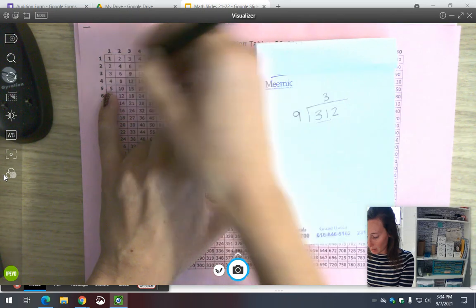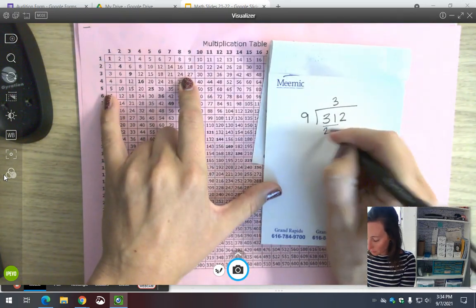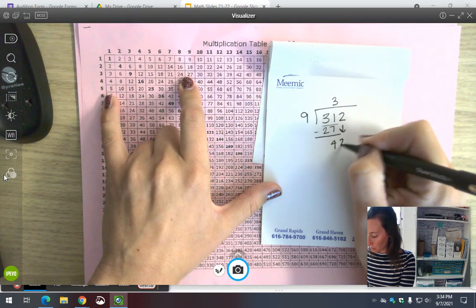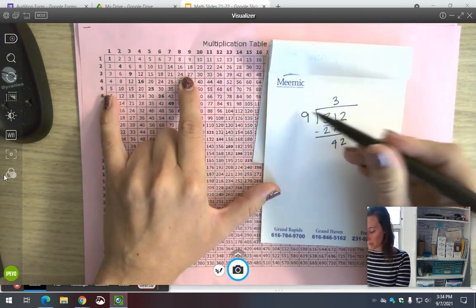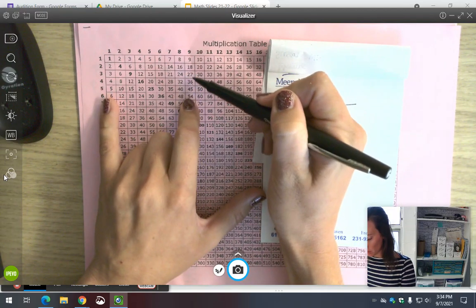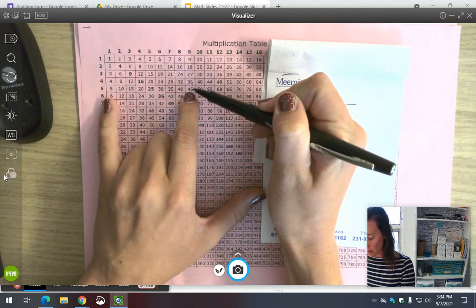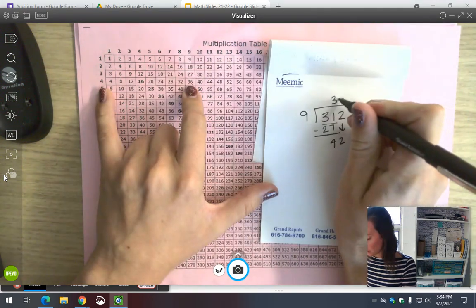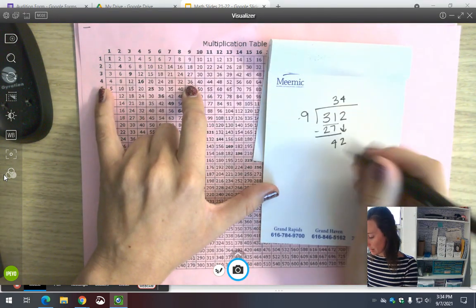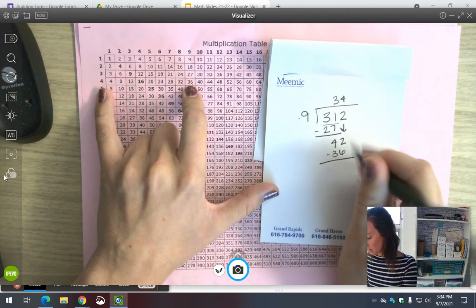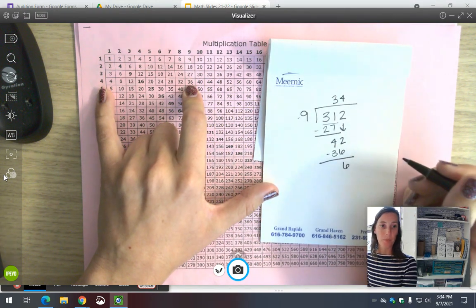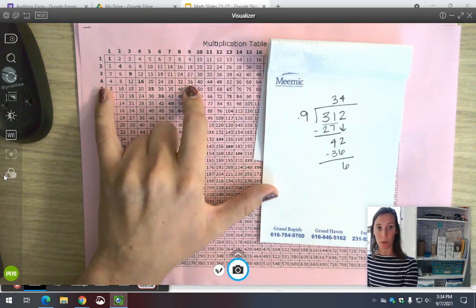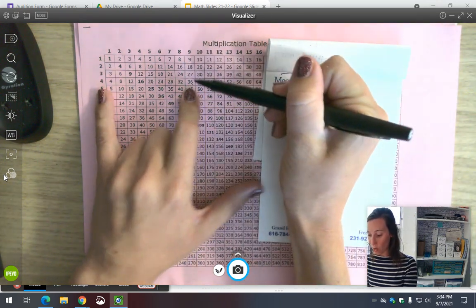3 times 9 is 27. And I bring down my 2. So now I want to know how many times can 9 go into 42. So I do the same thing. I go down until it's too big. 36. So it can go in 4 times. 4 times 9 is 36. I have 6 left over. And I can keep going. So that's the second way to use a multiplication table, is when we're doing division, we can see how many times something goes in.